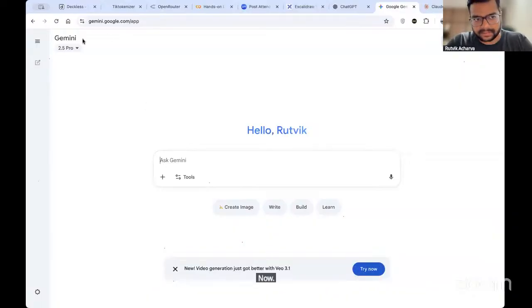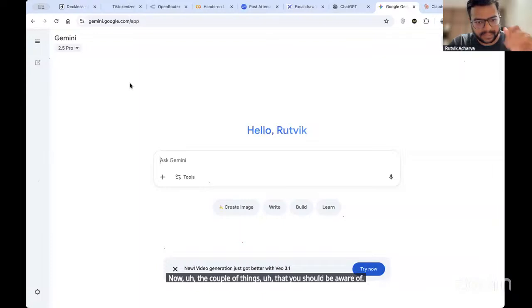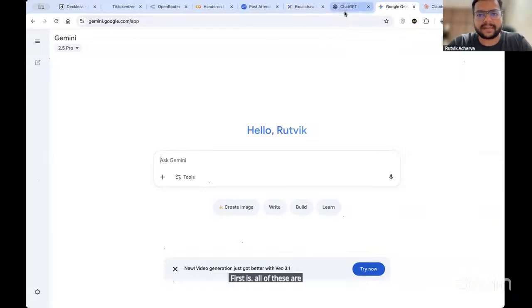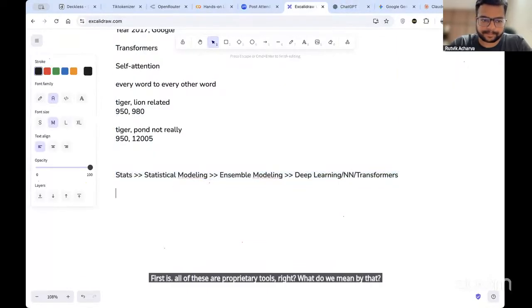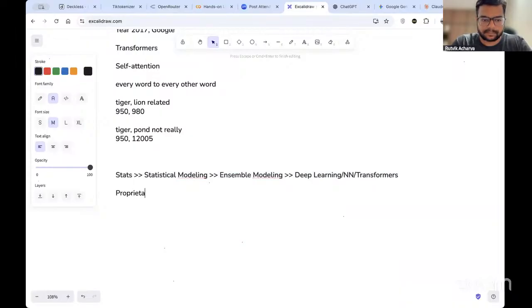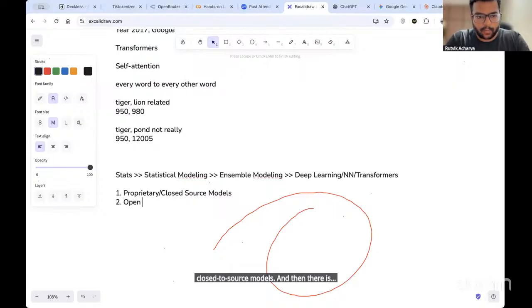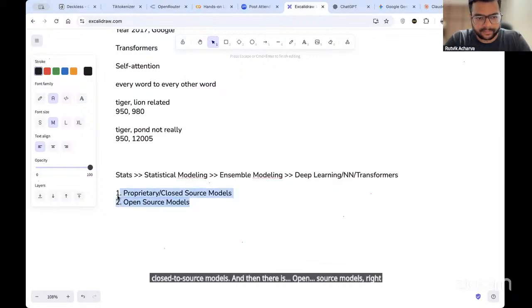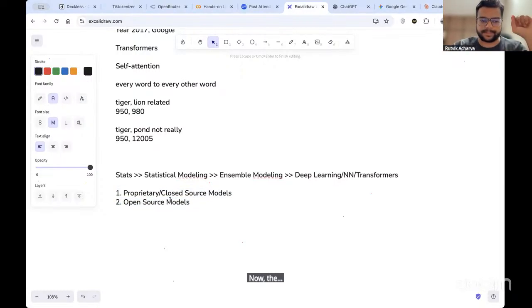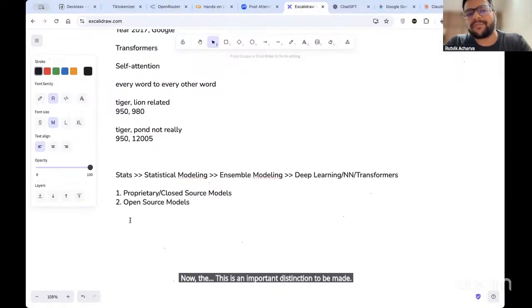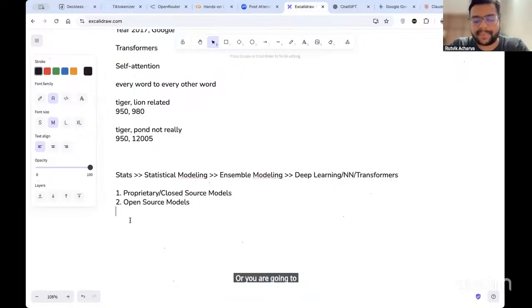Now, a couple of things that you should be aware of. First, all of these are proprietary tools, right? What do we mean by that? There is the concept of proprietary or closed source models, and then there are open source models, right? So we have both of these. This is an important distinction to be made, because if you are going to use large language models in your enterprise environment, or you are going to build any applications, workflows, agents through all of these, right?